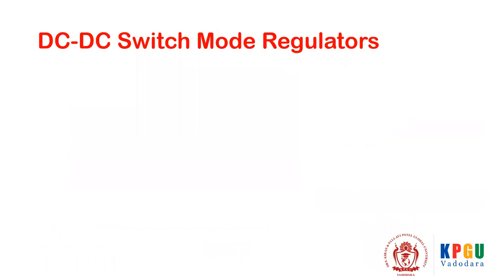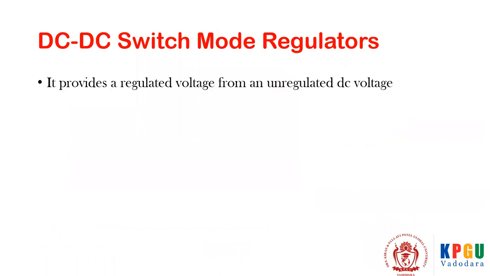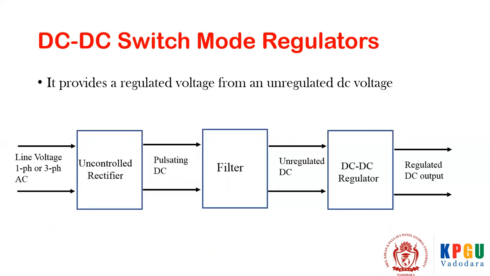So what is DC-DC switch mode regulator? It provides regulated voltage from an unregulated DC voltage. This is the flow: let's assume we have a single phase or three phase supply. From that we get the pulsating DC from an uncontrolled rectifier. Then we use a filter and then DC-DC regulator. So the last part, DC-DC regulator, is what we are going to discuss.